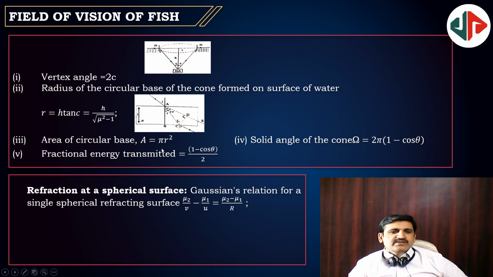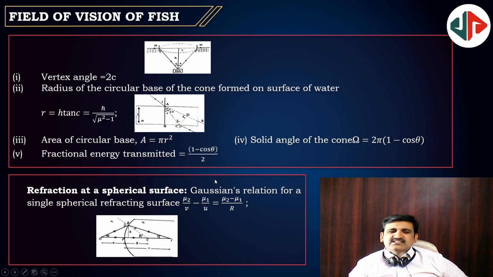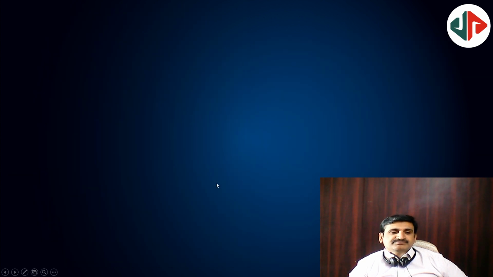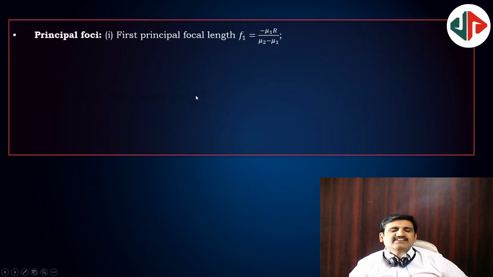Refraction at a spherical surface. Gaussian relation for single spherical refracting surfaces: mu2 by v minus mu1 by u is equal to (mu2 minus mu1) by r. This is refraction at spherical surfaces. This formula was designed by Mr. Gauss. This Gauss, not only in electricity, he worked in many fields and helped mankind. They are good people.